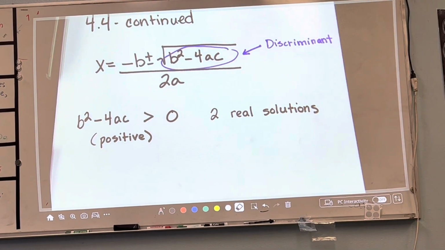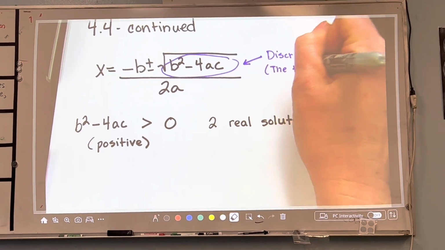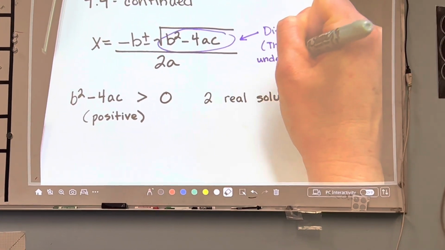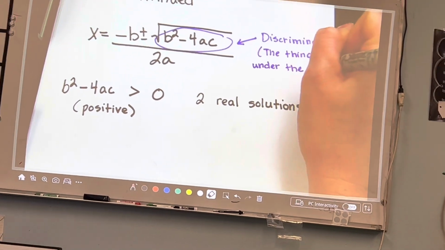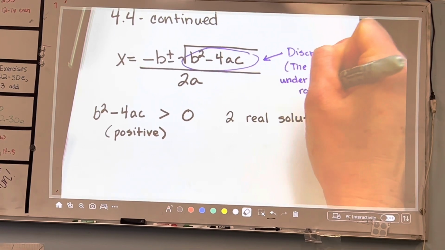Thing. The square root. The thing under the square root. Is it Waldo? Very technical terms this morning, Ms. Brown.